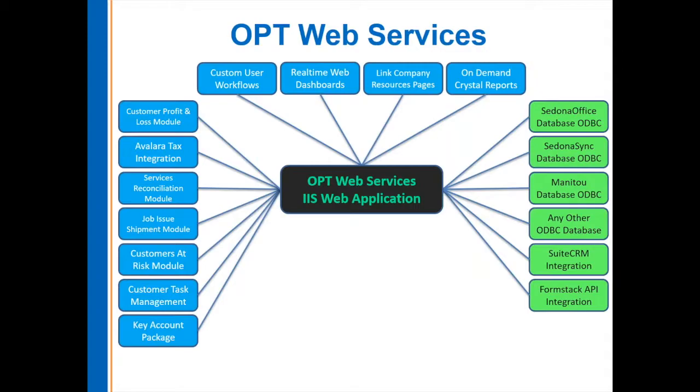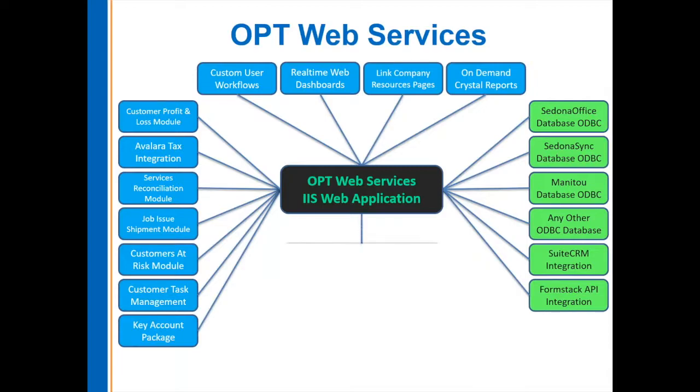And we created a lot of different modules that go along with our web services. So we have the ability to create reports on demand. We can do real-time dashboards. We have a customer profit and loss system in there. Our service reconciliation module, which I'll talk about in a second. We have our customers at risk, the ability to flag a customer at risk. And then the key account package, kind of what we talked about before, which is the ability for us to create a VIP group and set up notifications to that.